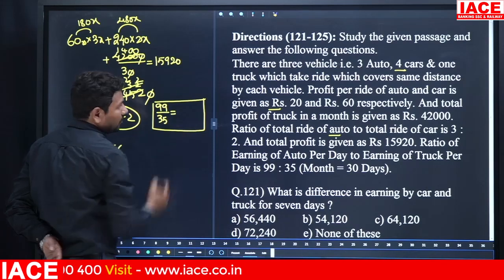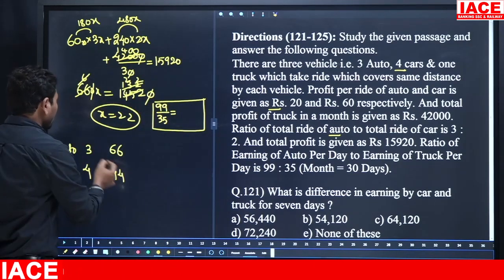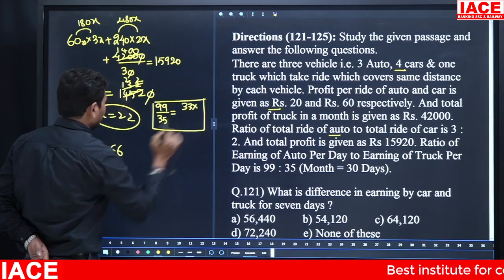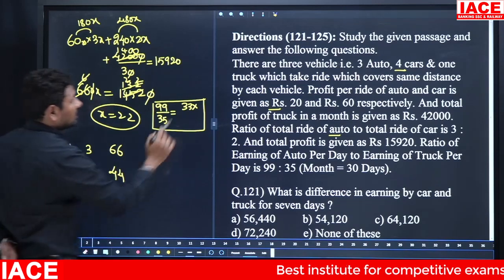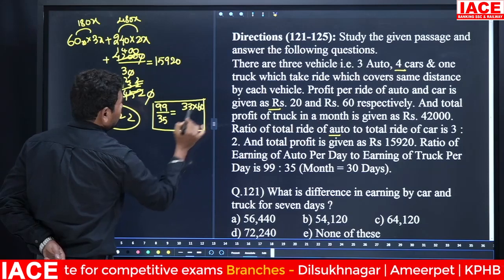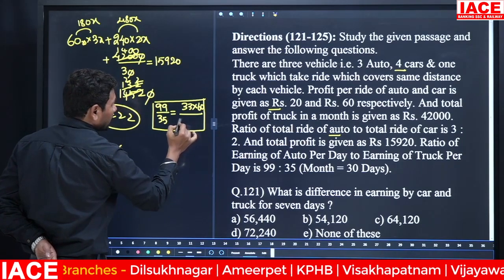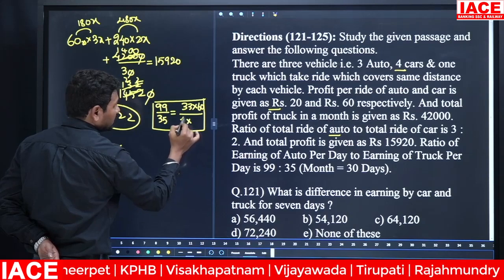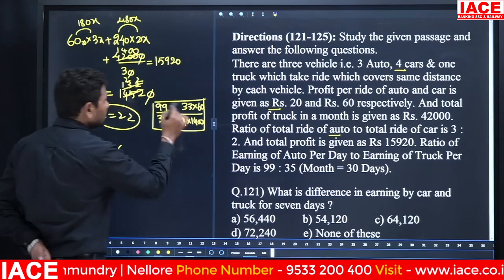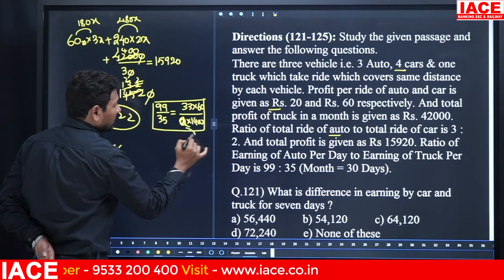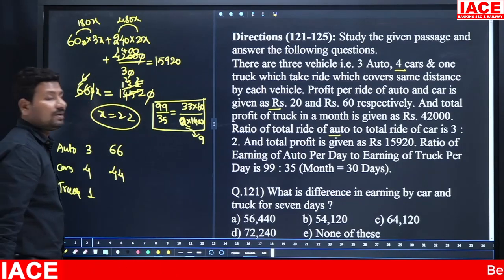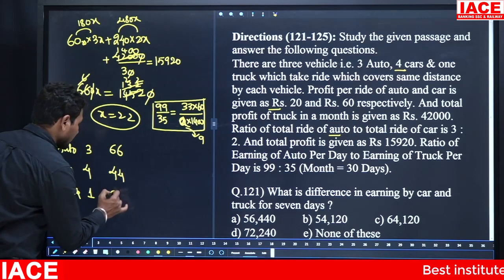Each auto ride is 33 into 66 divided by 3, and each ride value is 60 rupees. For 1 truck, the earning is 1400 rupees. Once we solve this, you will get how many rides will be generated by the truck: 9 rides. We can write that here.